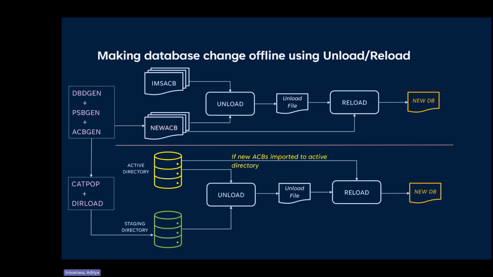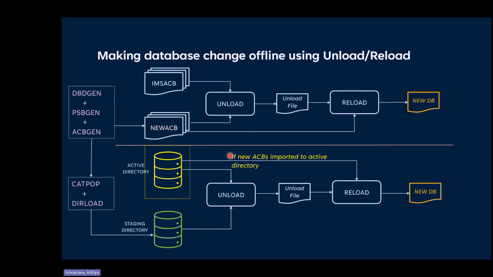So how reload works is that it first checks the control blocks in the staging directory, and if they are not found, then it goes and checks in the active directory, okay? So the active directory, when the new ACBs have already been imported into it. All right. I hope it wasn't that confusing. You don't need any keyword for that. Okay.